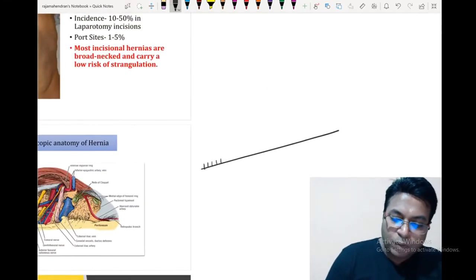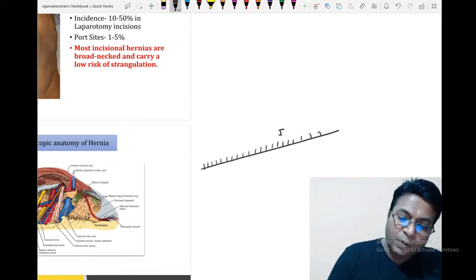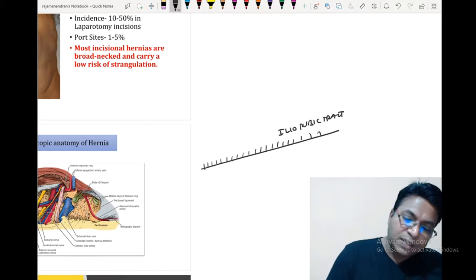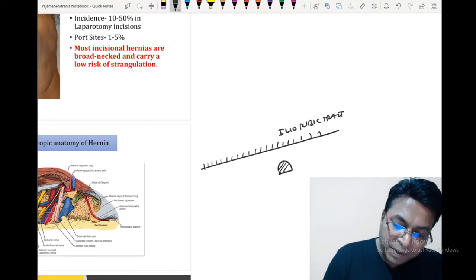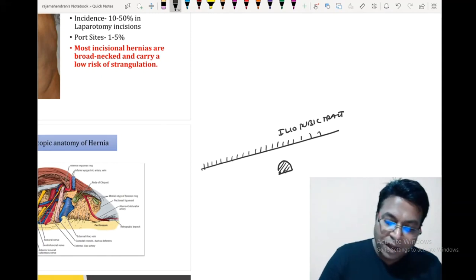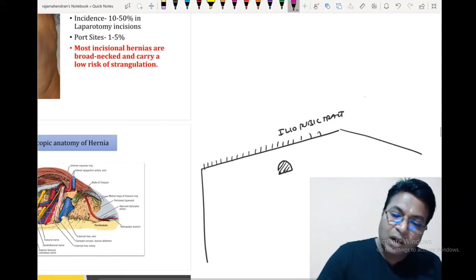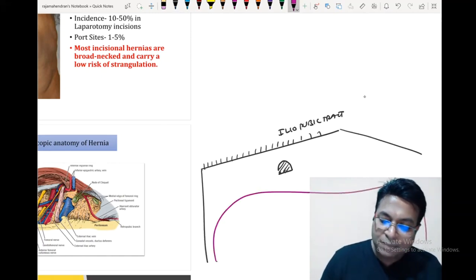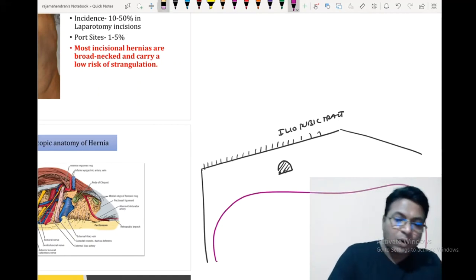So this is the iliopubic tract. This is a deep ring. Okay, this is a deep ring from inside. I am now seeing the inguinal canal from inside. This is peritoneum. Okay, I am seeing it from inside.